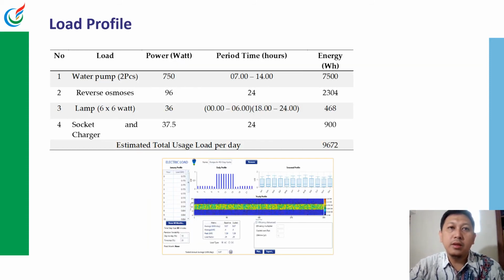This is the load profile data, which consists of a water pump (two pieces), reverse osmosis, lamp, and charge socket, with their power consumption, the period of time or hours of operation, and the total energy. The estimated total load usage per day is 9,672 watt hours, and below is the load profile.